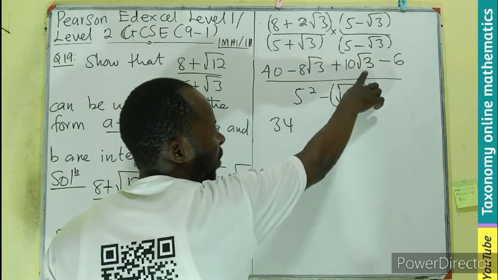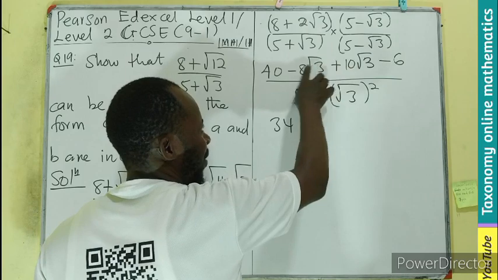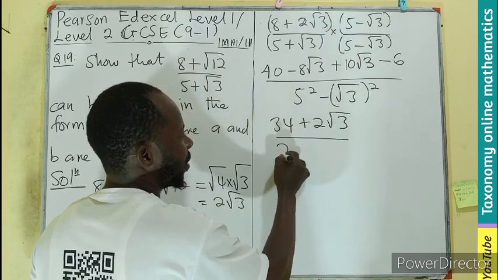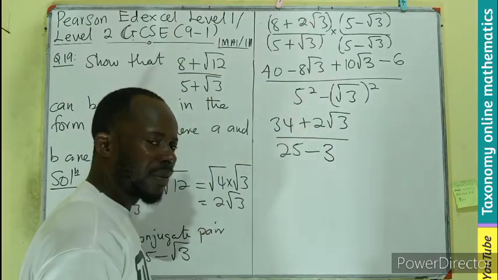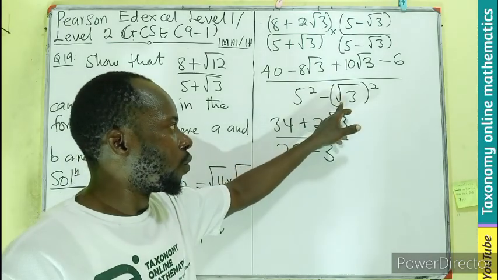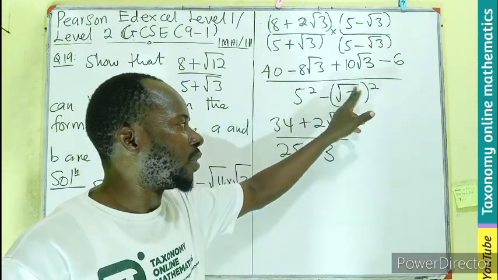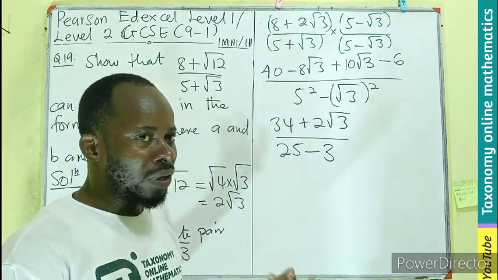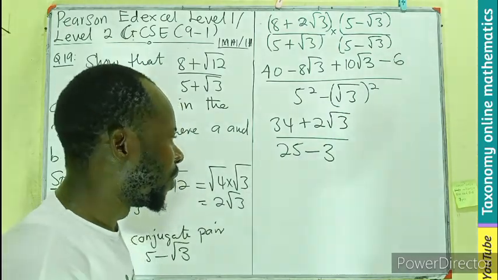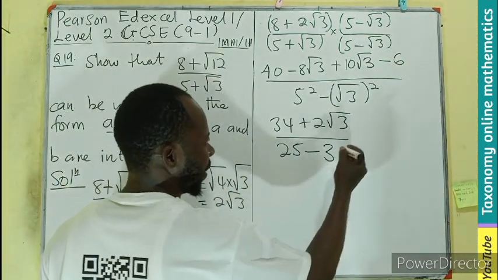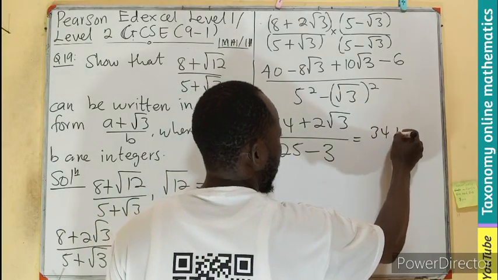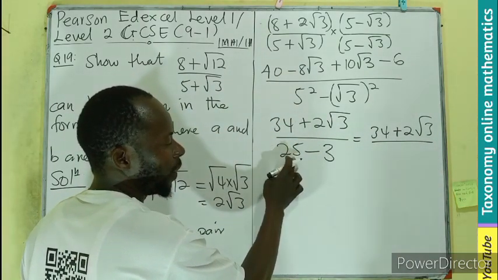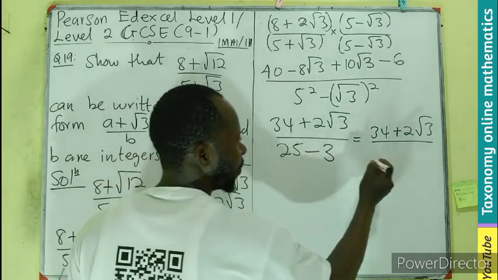Then root 3. Therefore, we pick the coefficients, 10 minus 8. That would be 2 with the root of 3, divided by 25 minus 3. For the denominator, the square cancels the root, or this becomes root 3 times root 3, and that will be root 9. Right? Good. Root 9 is also 3. So we only pick 3 from here. So this can also be 34 plus 2 root 3 divided by, if I take away 3 from 25, I'll be having 22, right?